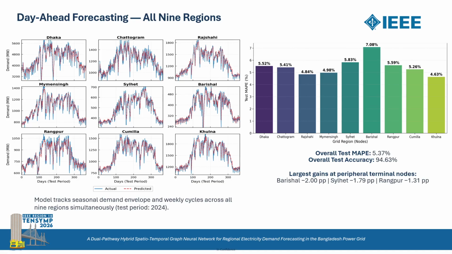The overall test MAPE is 5.37%, equivalent to a test accuracy of 94.63%. And here's the most important observation. The largest improvements appear exactly where our theory predicted, at the small peripheral regions like Sylhet. This is the oversmoothing mitigation showing up directly in the results.